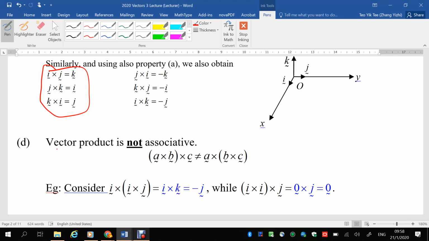So how do I prove to you immediately? Just look at i, j, k. i cross j will give me k, right? Then i cross k will give me minus j. If I do the other way around, i cross i is actually 0, then cross with j is equal to 0. So your associative law doesn't apply. I cannot just switch the bracket anyhow. No such thing.